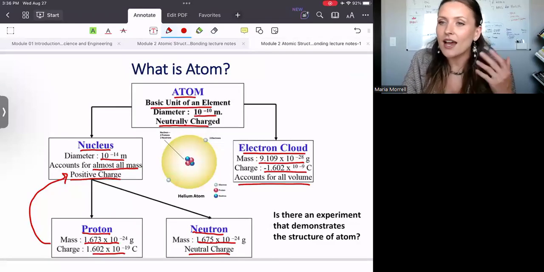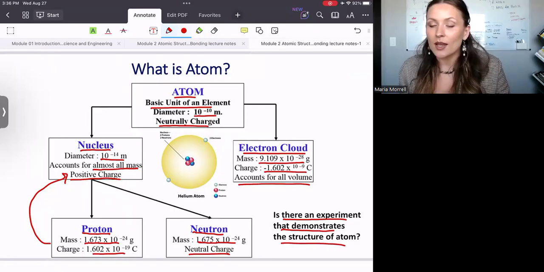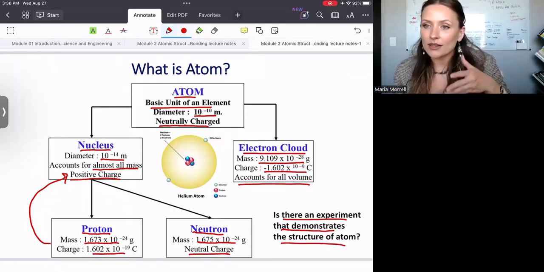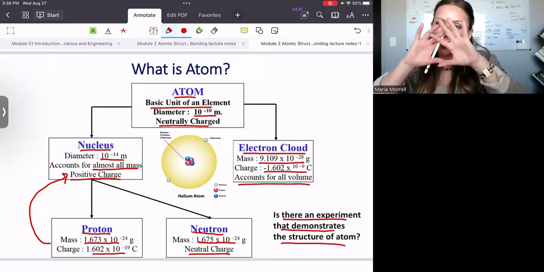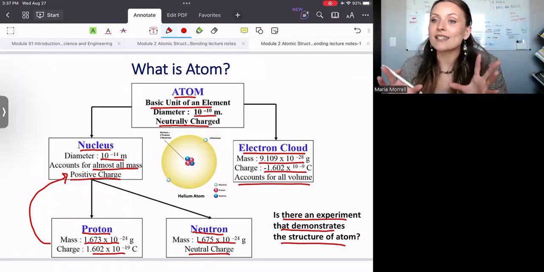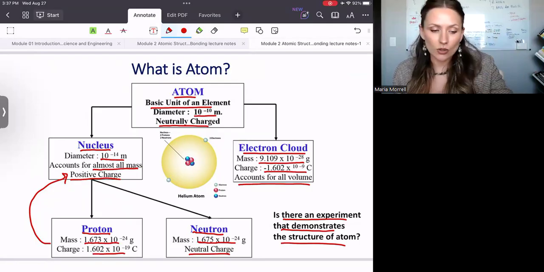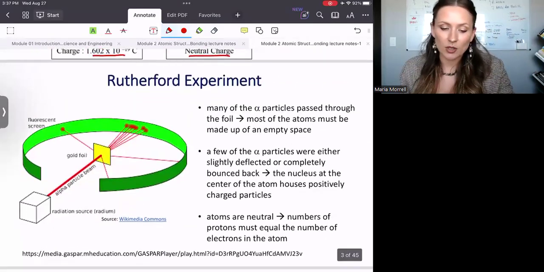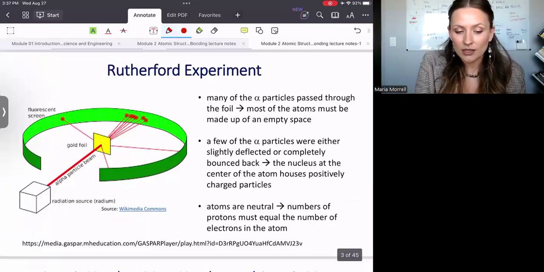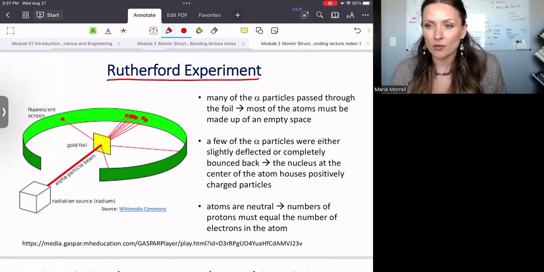Now, the question is, how did they come up with this theory? Is there an experiment that demonstrates the structure of the atom? Meaning, is there an experiment that tells us that the majority of the atom is just free space, free space available for electrons to exist, and in the center of it, there is a tiny, very small nucleus? There is an experiment like that, and it was conducted by Rutherford, and this is why we know it as the Rutherford experiment.